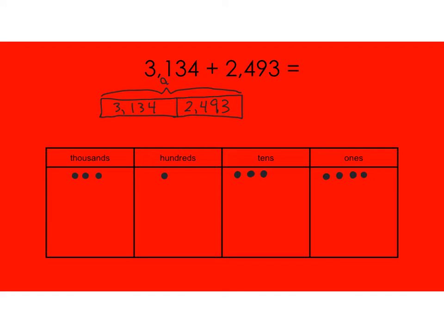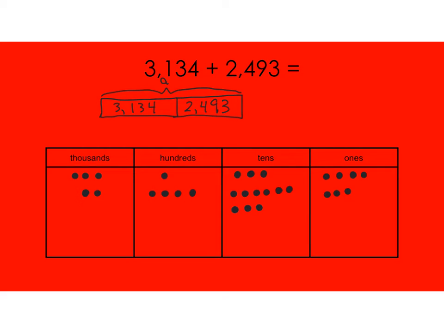Okay, so I've used discs on my place value chart. I have 3 hundreds, 3 tens, 4 ones. That's my first number. Now I'm going to put my second number. Okay, after I put all of my discs in there, I think we have a problem, because remember what we found out about our place value chart? Only 9 discs can live in one section.